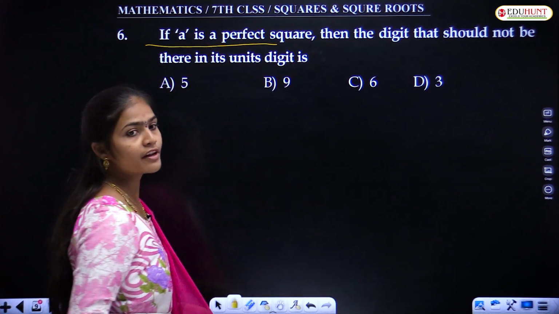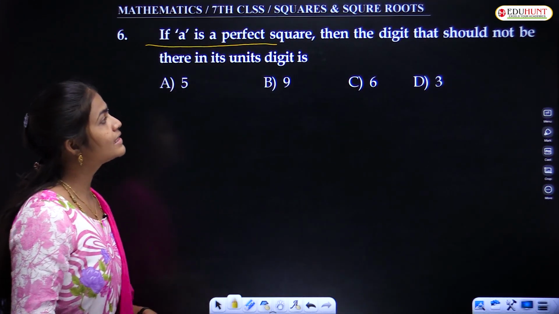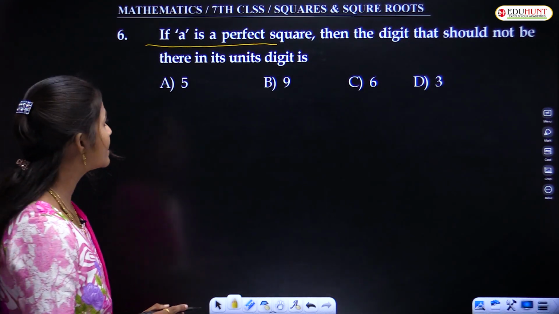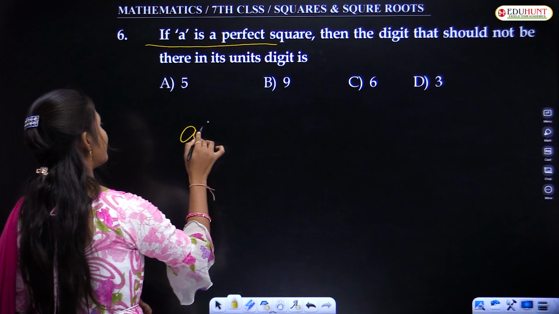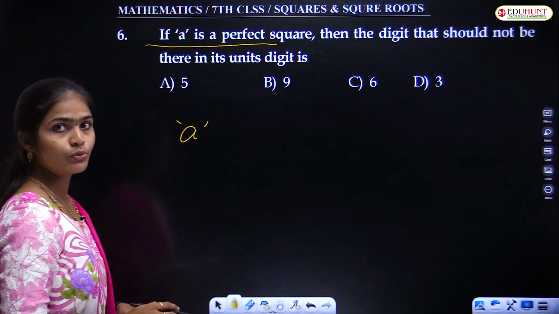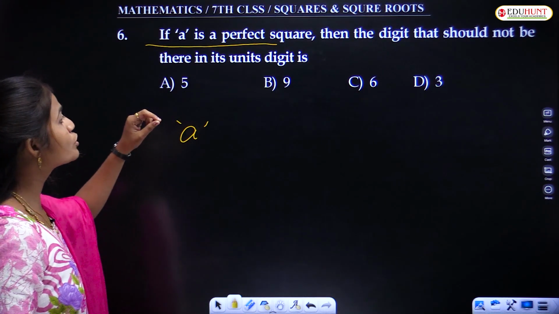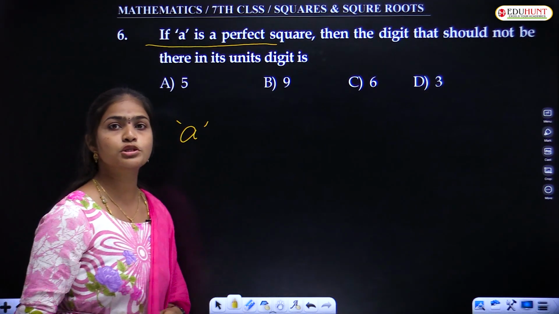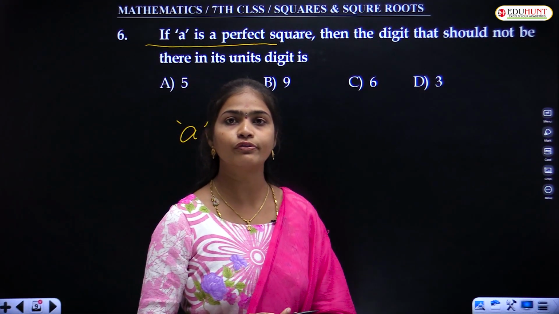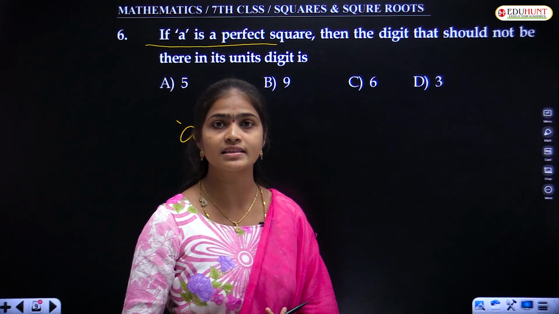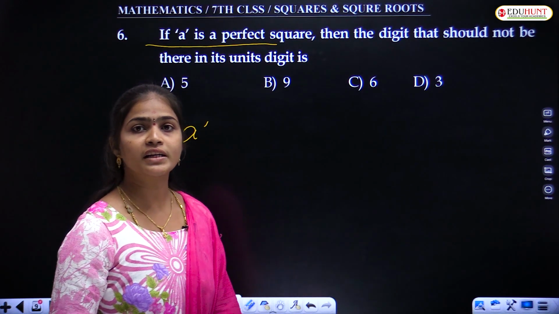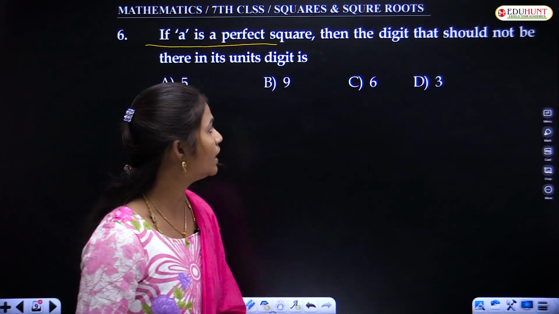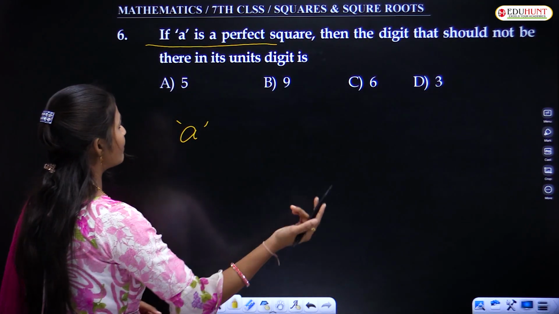If A is a perfect square, then which digit should not be there in its units place? Here A is a perfect square, and the condition is about the digit which should not be in its units place. So what is the first property of perfect squares? A perfect square should not end with 2, 3, 7, 8.